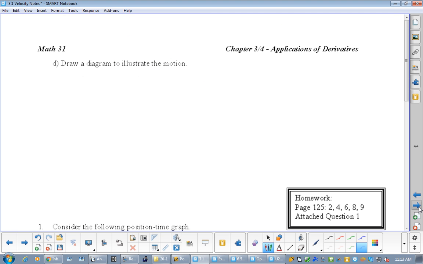Now draw a diagram to illustrate this motion. Now, I drew you a 2-dimensional. What would a 1-dimensional look like? I find the 1-dimensional much harder. I think it's just how we think. It'll be different from person to person. So, we've got time of 0. This is our time, right? 0, 1, 2, 3, 4.